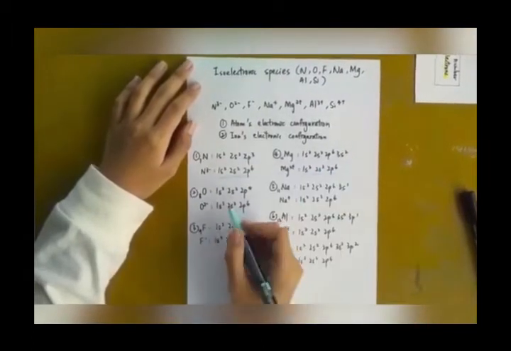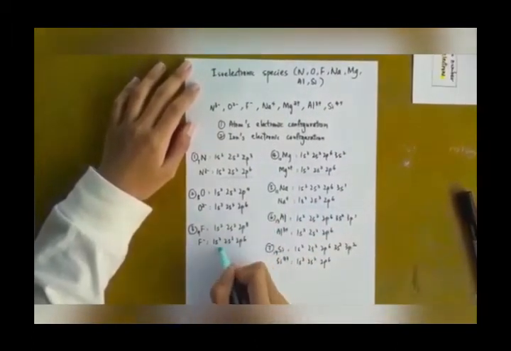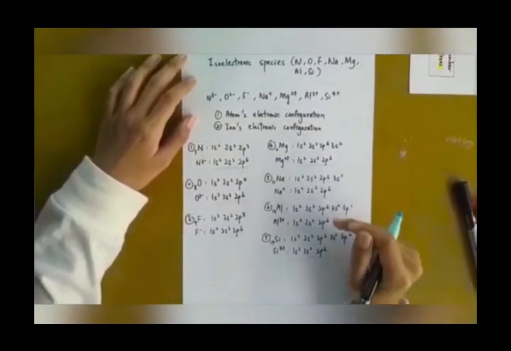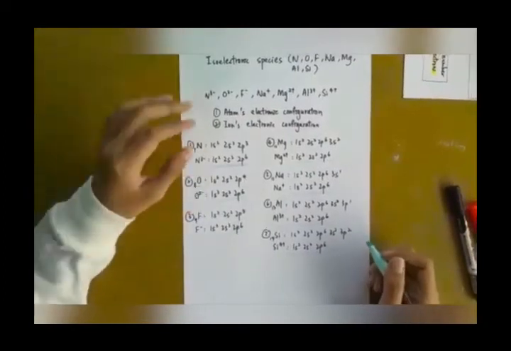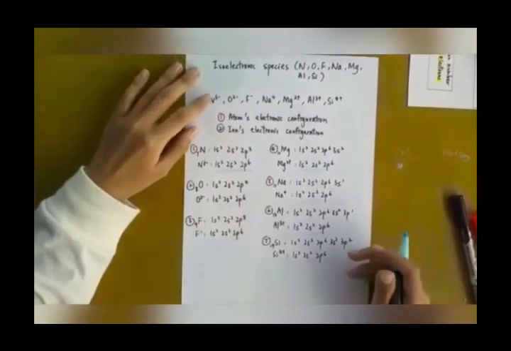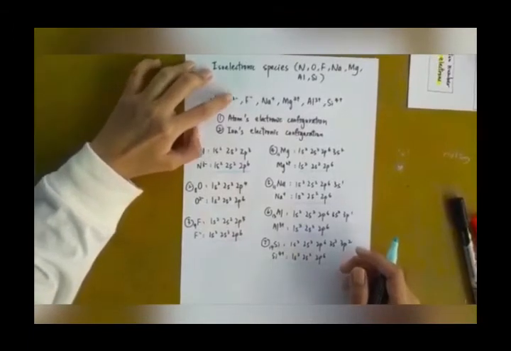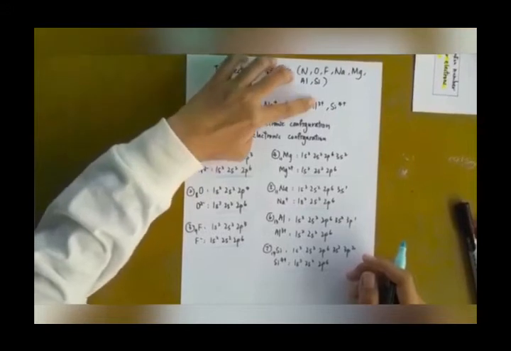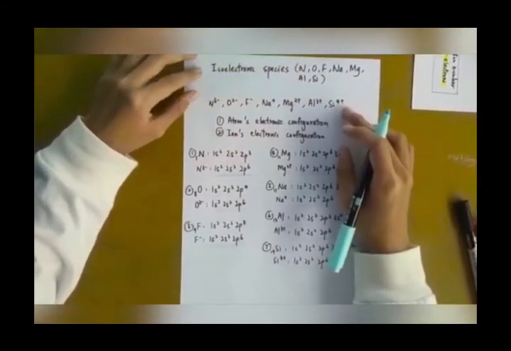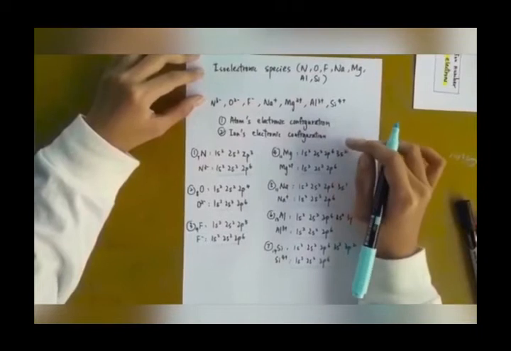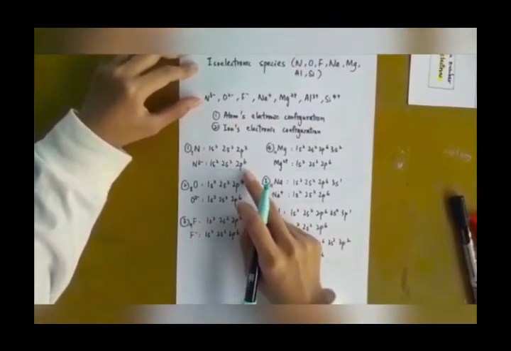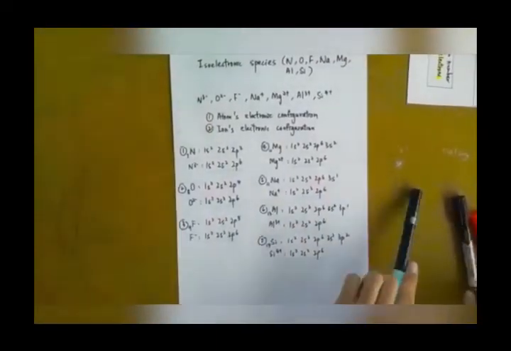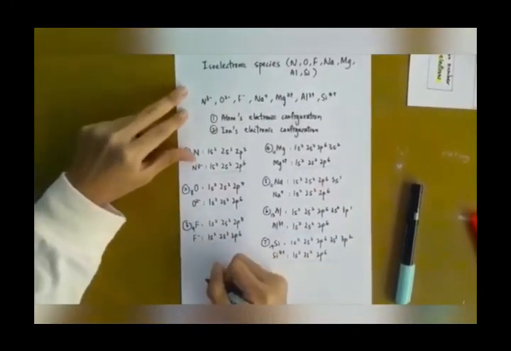So the electronic configuration of all these ions have the same pattern, which is 1s2, 2s2, 2p6. So this shows that the nitrogen 3 negative, O2 negative, F negative, Na positive, Mg2 positive, Al3 positive, Si4 positive have the same electronic configuration of 1s2, 2s2, 2p6. Or you can write it as it has the same electronic configuration as neon.